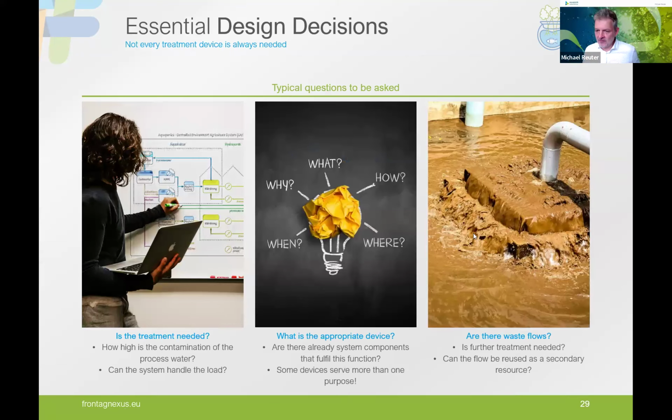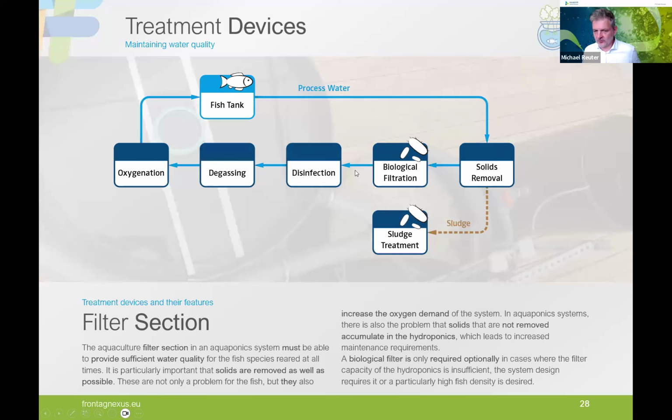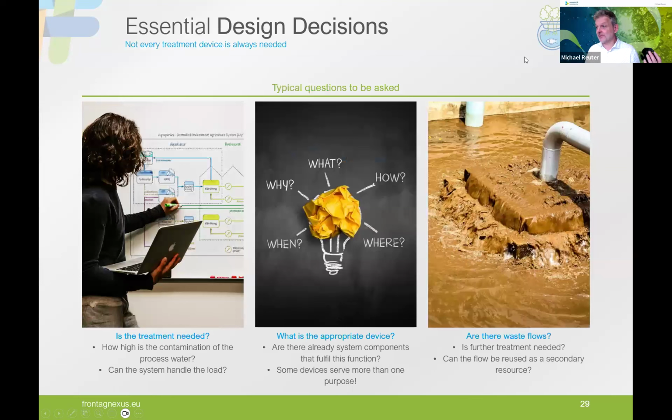For every one of these treatment devices, we will have to ask ourselves the same questions. Is the treatment in our aquaculture system needed? Because not every treatment is always needed, as they depend, for example, on the intensity of our RAS. How high is the contamination of the process water with a certain substance? Do I really have to take care of it with a dedicated treatment device?